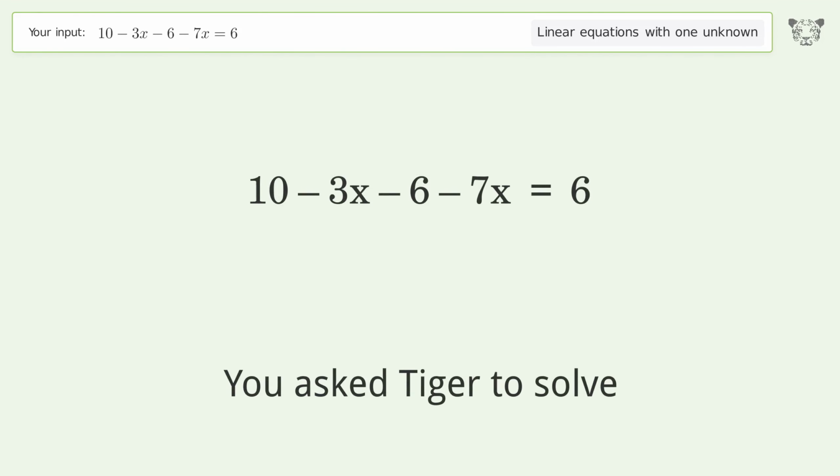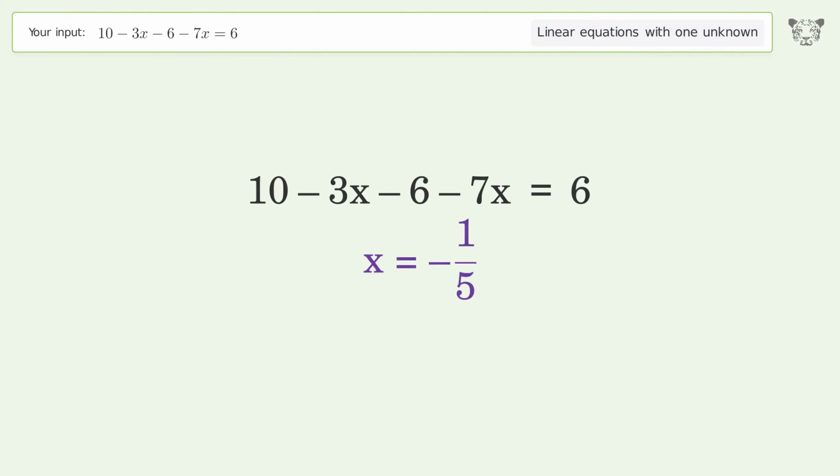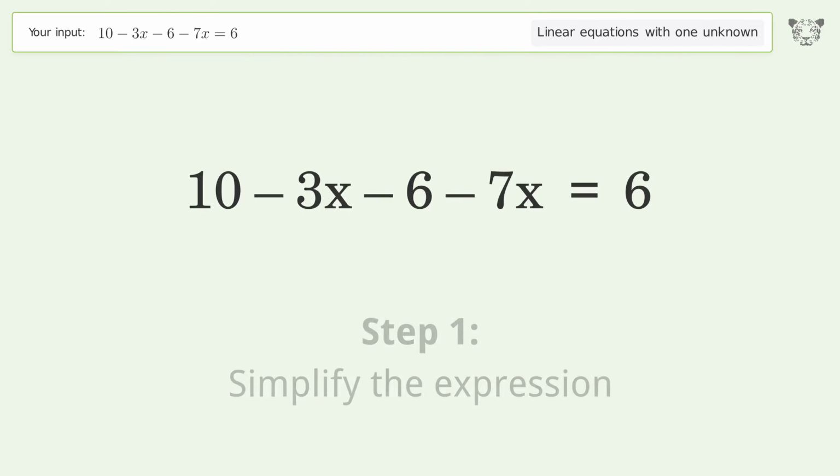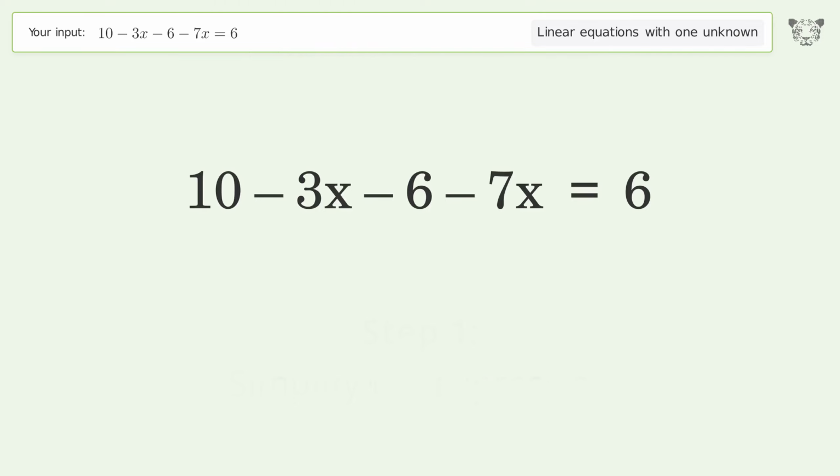You ask Tiger to solve. This deals with linear equations with one unknown. The final result is x equals -1/5. Let's solve it step by step. Simplify the expression. Group like terms.